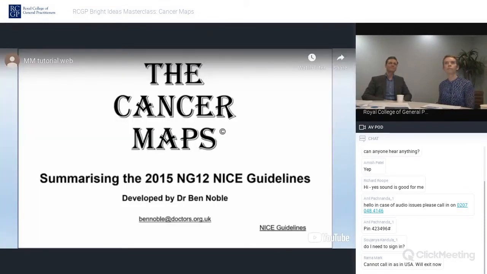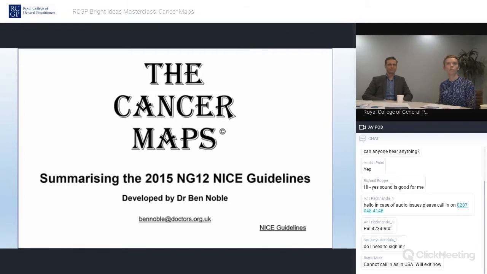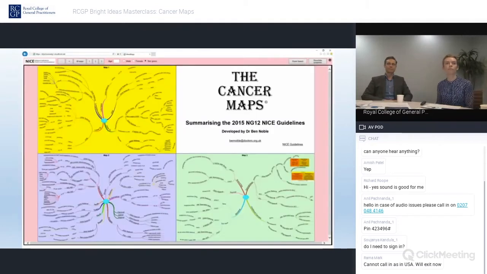An interactive reference tool for the NICE NG12 guidelines. My name is Ben Noble, and I have devised these maps to make the guidelines more accessible to health professionals, as well as providing a visual aid for patients for the purposes of safety netting and reassurance. This tool summarizes the guidance in 3 maps, and I will use map 1 to give a brief description of how it works, though I hope you will find it intuitive in the main.